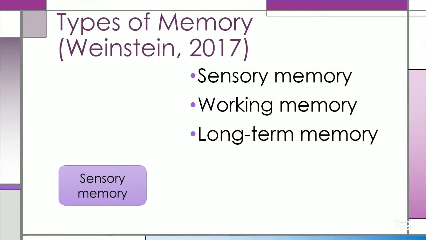So there are 3 types of memory that cognitive psychologists classify. We start with sensory memory. We have working memory and long-term memory.